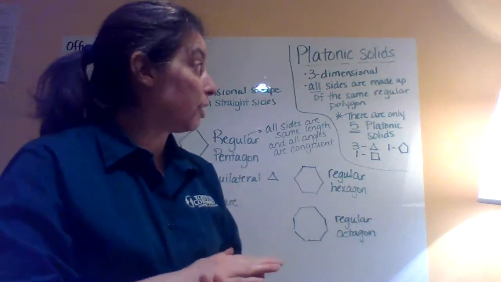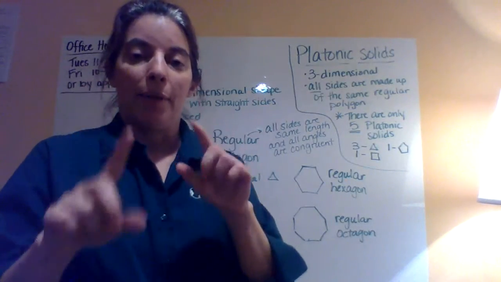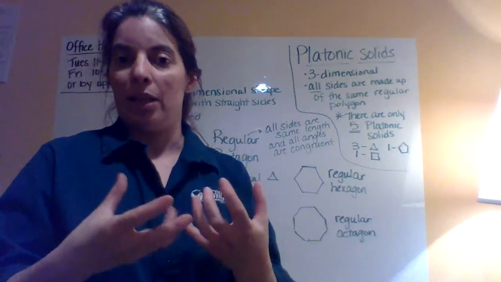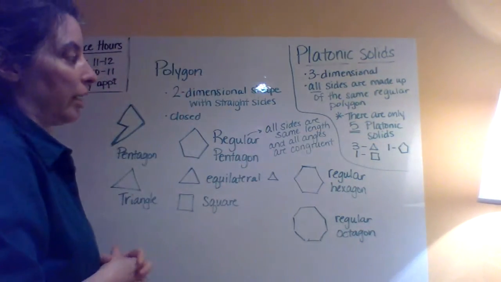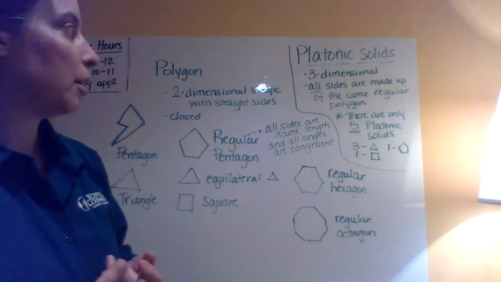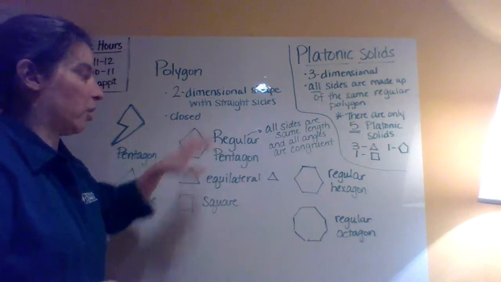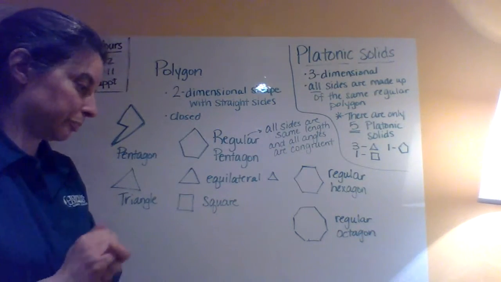But again, if you look at the link on Blackboard under this week, you can go to the bottom and click on them and they rotate, so you can kind of see what they look like. The important thing about the Platonic solids is that all the sides are made up of the same regular polygon. They're either all squares, all equilateral triangles, or all regular pentagons.